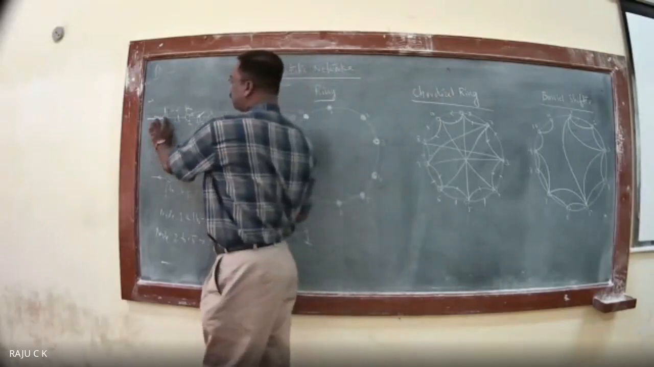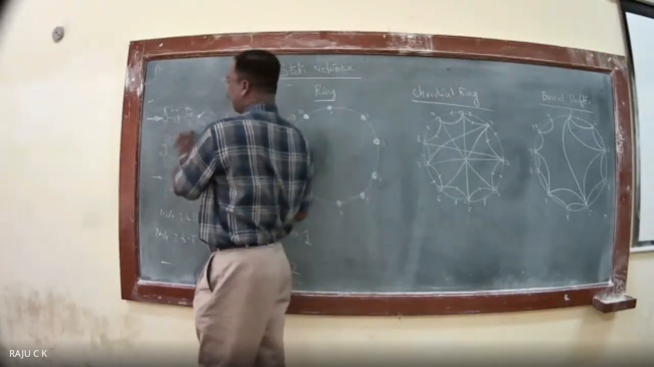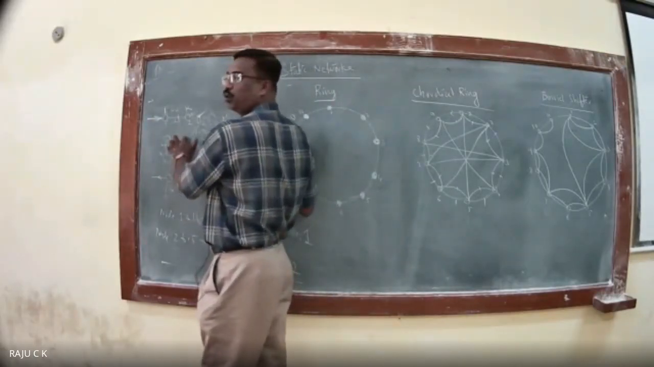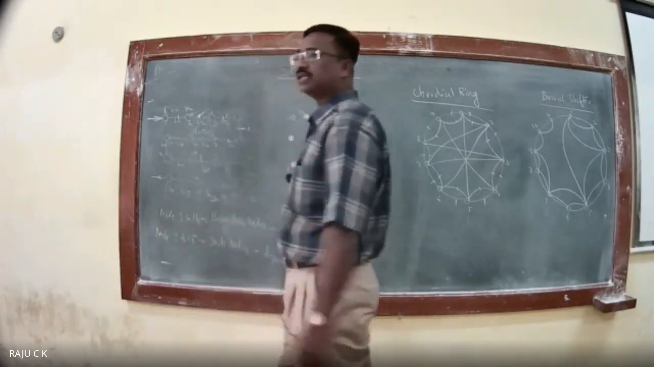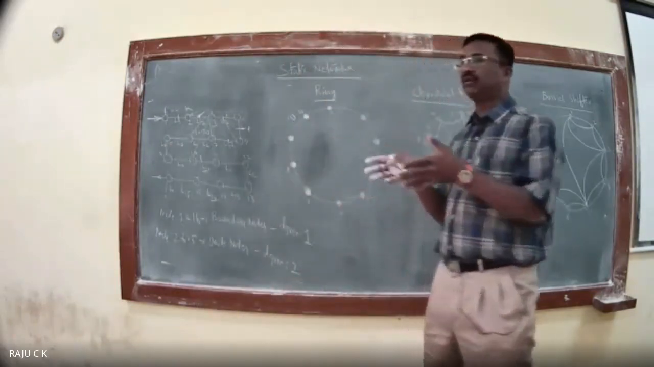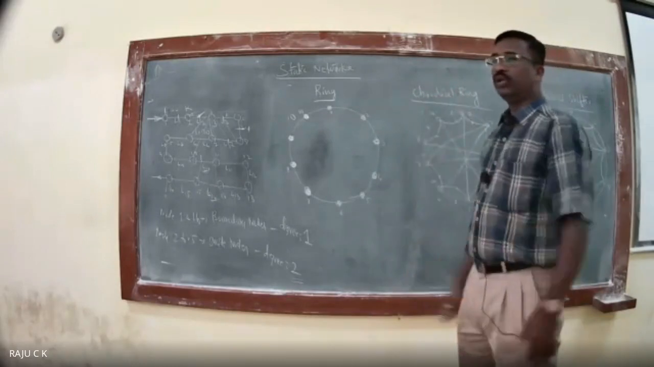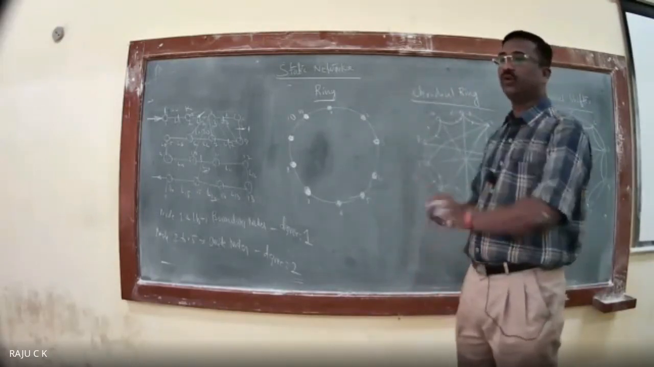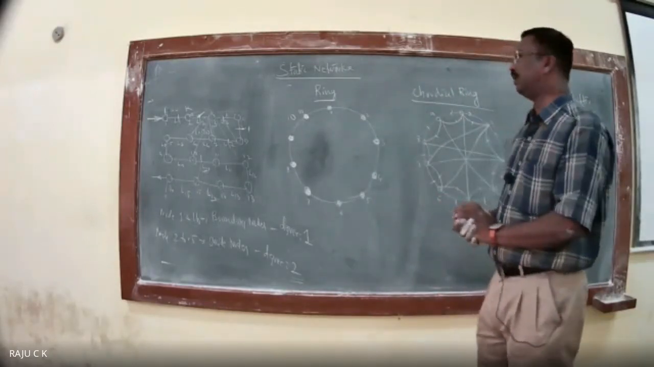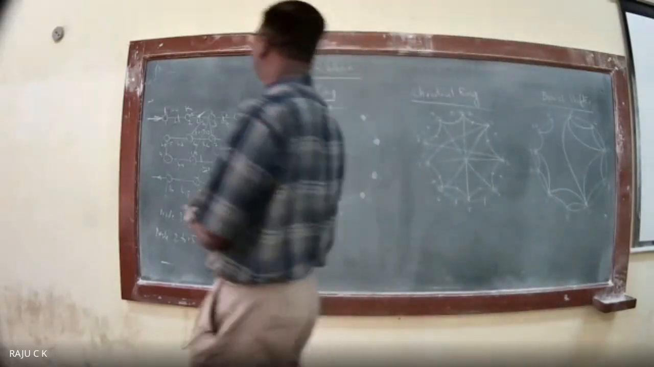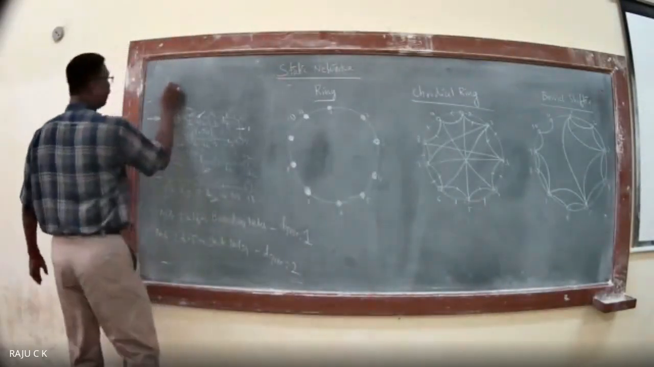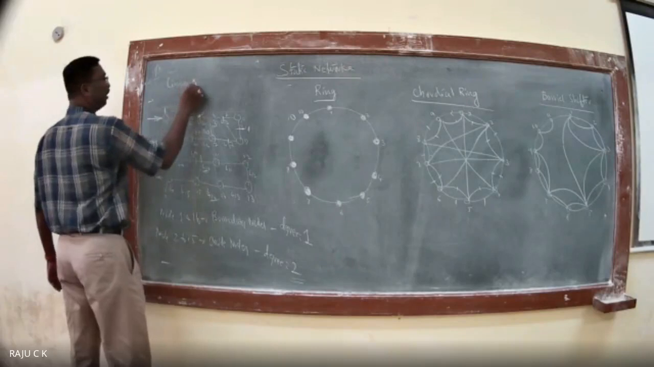This is boundary nodes, degree is equal to 1. Inside nodes, degree is equal to 2 is possible. Those are the intermediate nodes, with degree equal to 2. For the boundary nodes, degree equal to 1 is possible. That is in the case of array type static network. It is what we call a linear array.